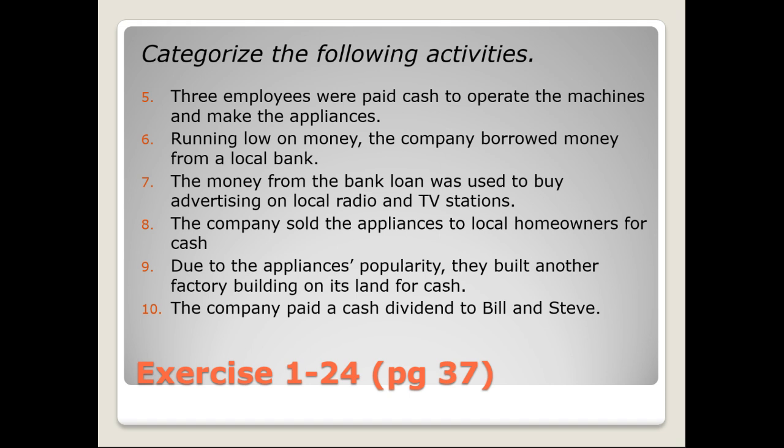Lastly, the company paid a cash dividend to Bill and Steve. What kind of activity is this? When you pay your stockholders a dividend, if you say financing, you're correct. Though the company did not receive new funds in this process, they did decide to continue their relationship with their stockholders and they paid them a dividend, and that would be financing.